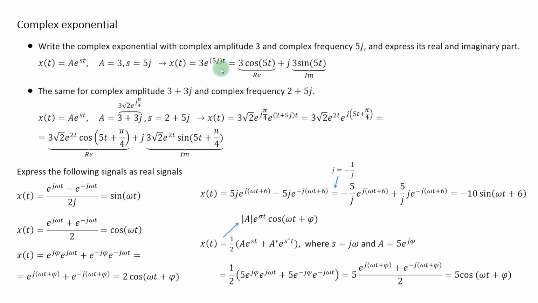Now we can use the Euler formula and we can rewrite this complex number into this form. And here we can identify that this is the real part and this is the imaginary part.